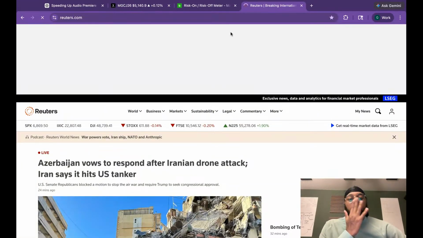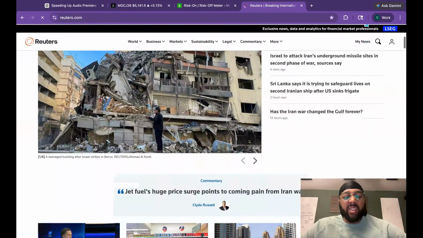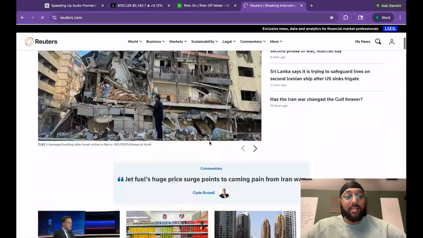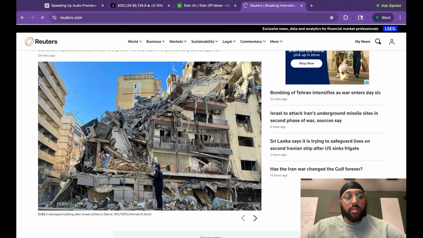Do a quick Reuters check. See what's been going on overnight. When I'm looking at Reuters, I'm primarily looking at stuff that is big news, destabilizing news, war, tension.